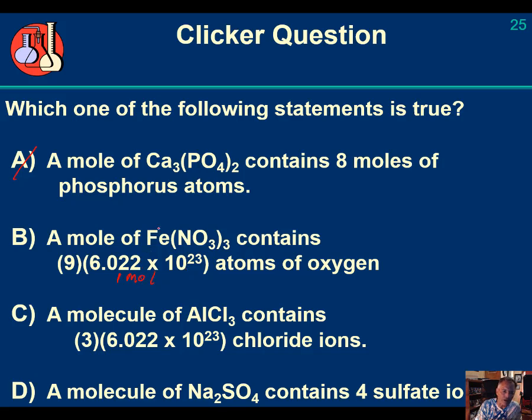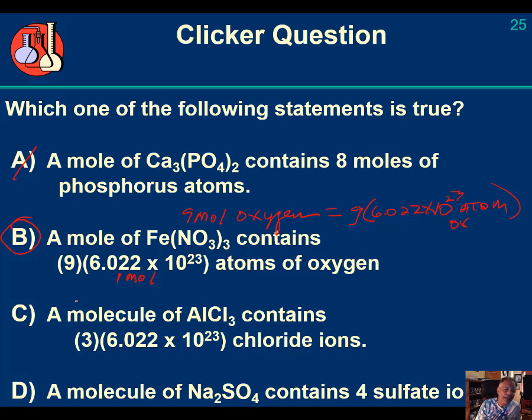So let's ask ourselves the question. If I have 1 of these, iron 3 nitrate, this would be 3 times 3, which is 9 moles of oxygen. And if I have 9 moles of oxygen, that's equal to 9 times 6.022 times 10 to the 23rd atoms of oxygen. And so that is a true statement. So that's going to be our answer. This is true. It has 9 times Avogadro's number atoms of oxygen.